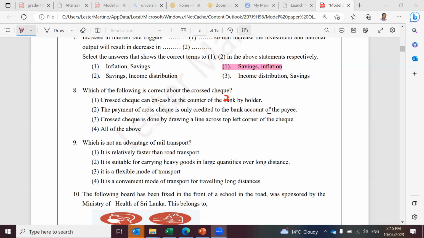Which of the following is correct about crossed cheques? Crossed cheques can be encashed, that is wrong. The payment of a crossed cheque is only credited to the bank account of the payee. That is right. We'll look at the others. A cheque is crossed by drawing two lines across the top left corner of the cheque. Wrong. All of the above. Wrong. So the answer is the second one.